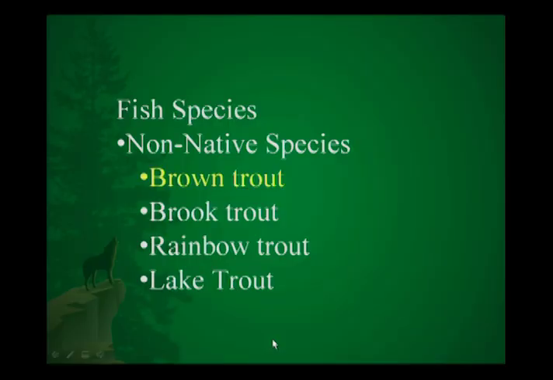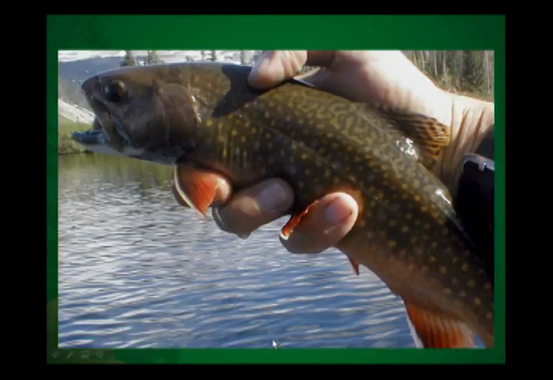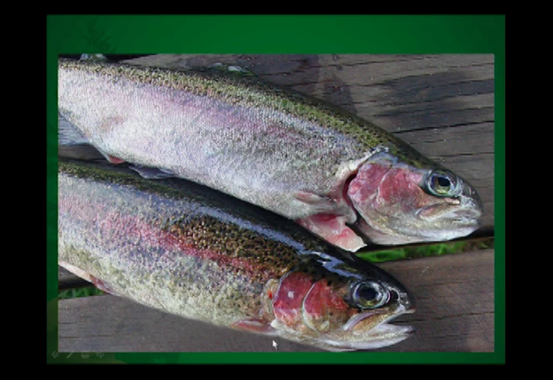Now, there are also non-native species, and we're going to look at really trout species as non-native species in the ecosystem. And so one of these would be the brown trout. Another is the brook trout, rainbow trout, and the lake trout.